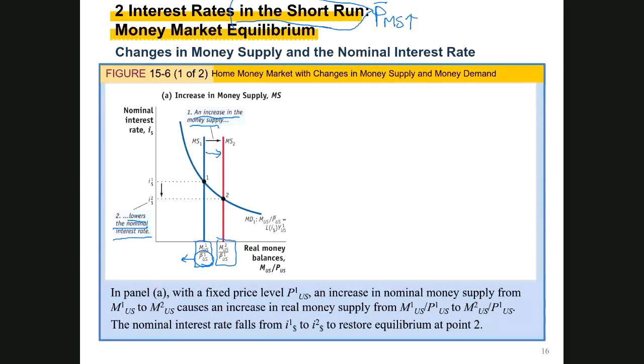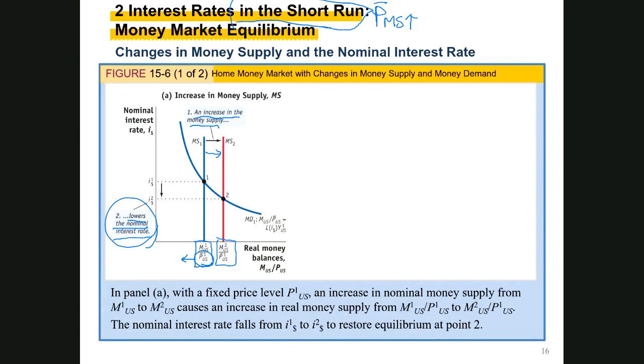The banks are not willing to accept too much money. There is too much money on the market right now. They don't need to raise their interest rate. Instead, they need to lower their interest rate so that people are not willing to hold it. Increasing the money supply lowers the nominal interest rate. Money supply, price of the money, right? So the price of the money will decrease.